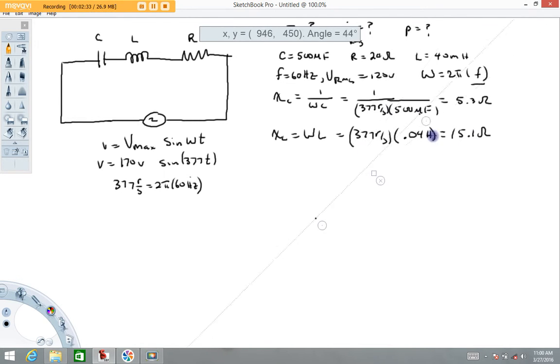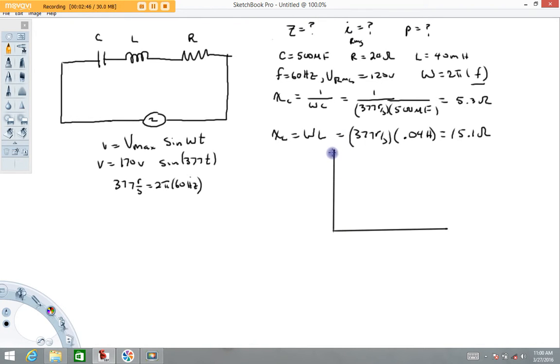So to draw the phasor diagram, I'm going to start just by drawing the axis here. When I draw phasor diagrams, I always start with the current. I always start with the current phasor. So I'm going to go ahead and draw that in red. So there's my current phasor.